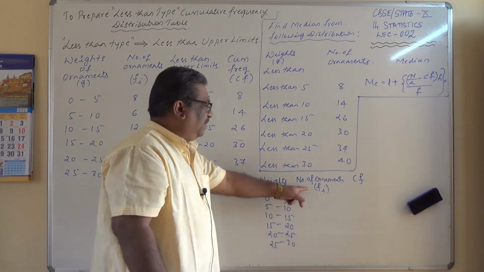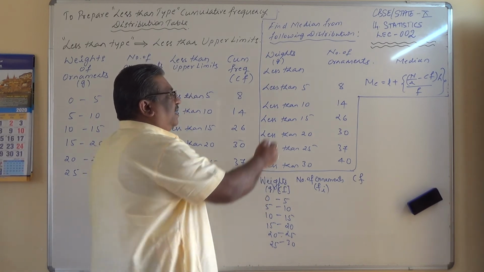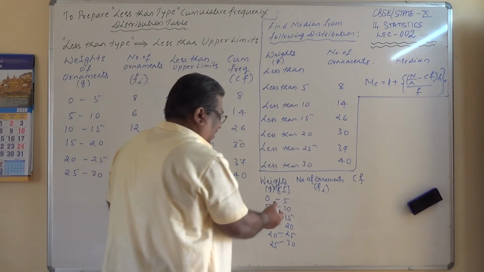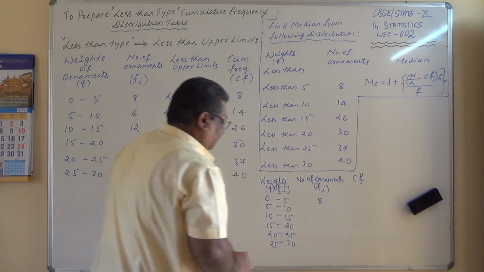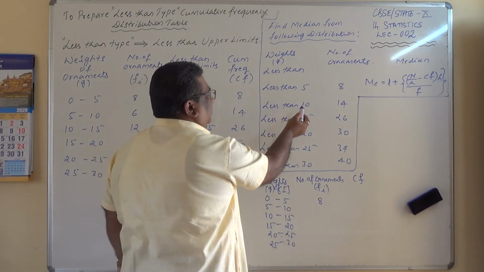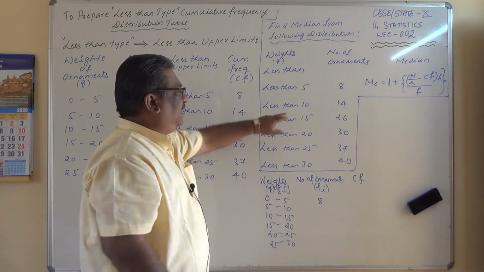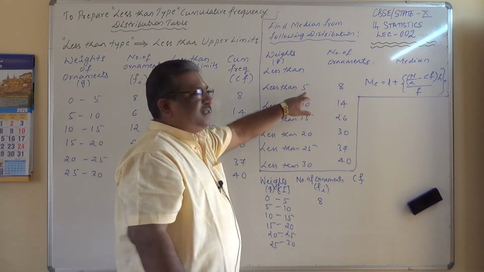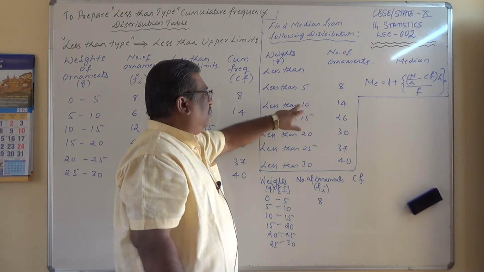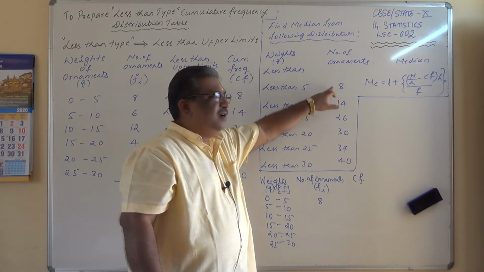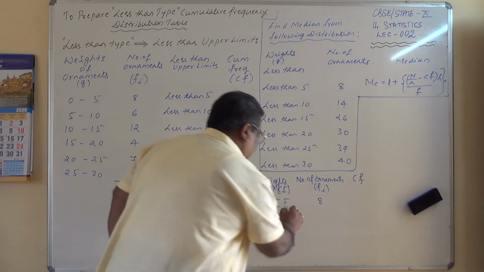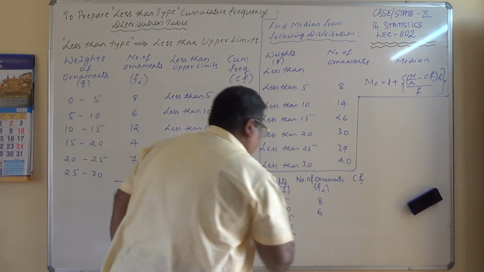Now how do I obtain the frequency over here? Check here. Less than 5 means 0 to 5 grams, 8. Yes, frequency is 8. Next, less than 10 is 14. So less than 10, 14 also includes less than 5, and therefore 5 to 10 is nothing but 14 minus 8. So 14 minus 8 is 6.